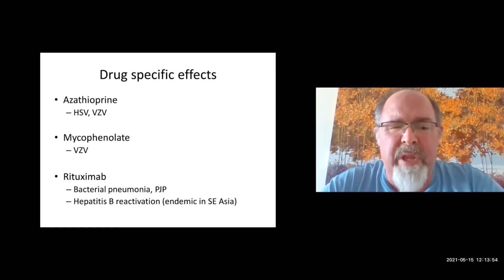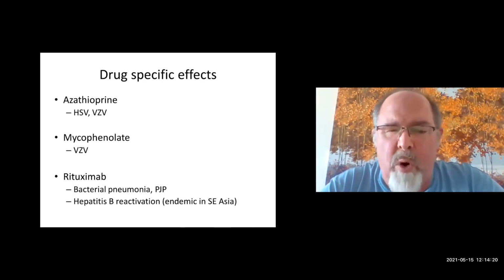With rituximab, we have an increase of bacterial pneumonia. We have an unknown but definite risk of pneumocystis, that fungal infection I was talking about. And importantly, we have a risk of hepatitis B reactivation. So hepatitis B is rare in Australia, but it's endemic in Southeast Asia. This is an infection acquired usually as a child, much more likely if you're a man than a woman, about 9 times more.